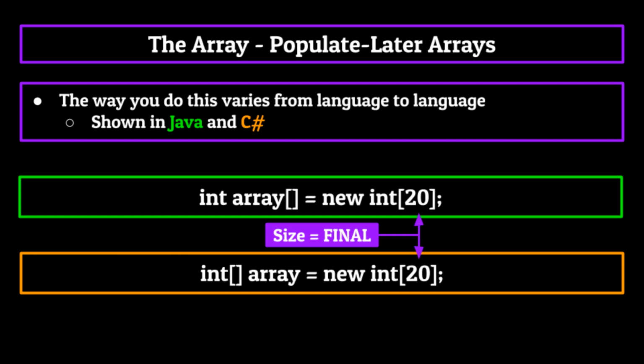You may also be wondering what the brackets mean when instantiating an array, and that's just a way to signify to the computer that we are indeed trying to create an array and not just a variable.